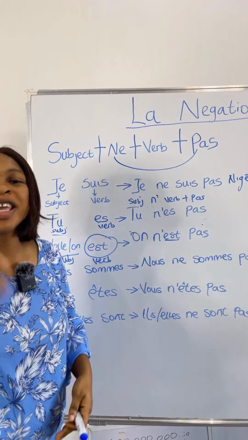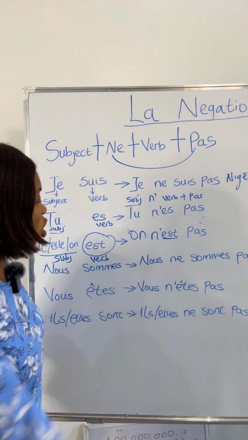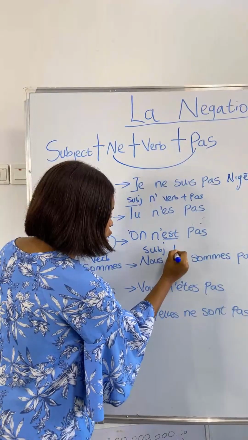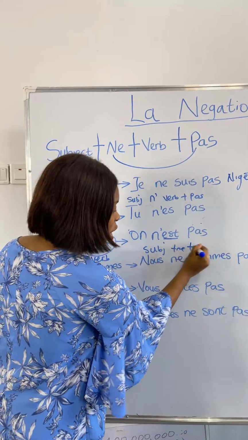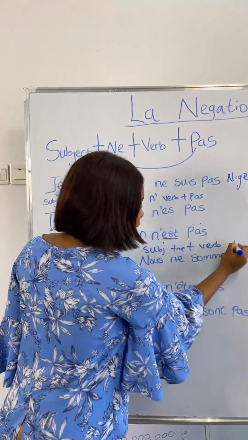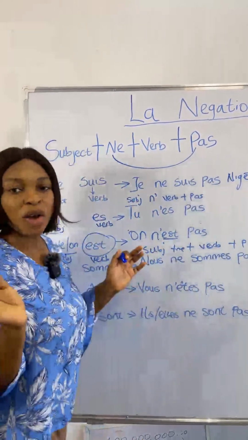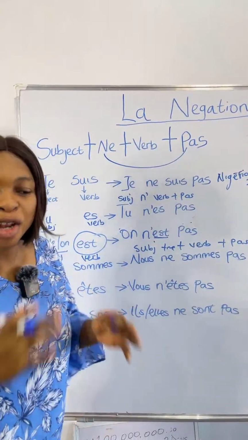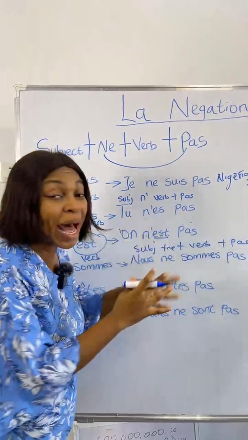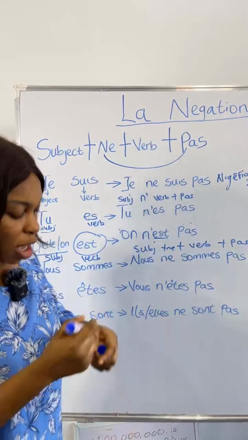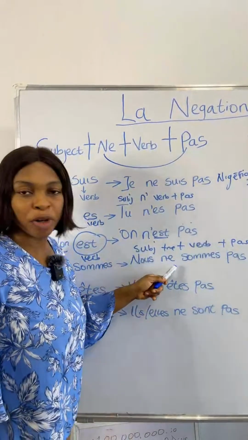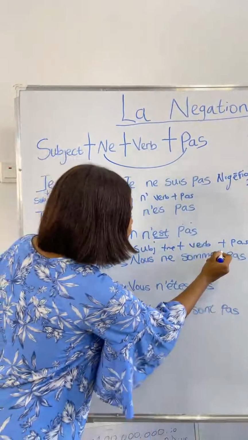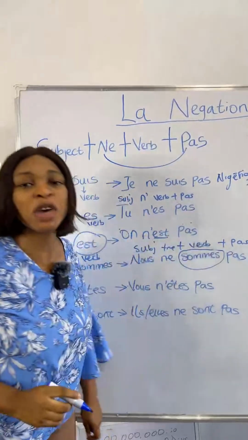So now, nous sommes is we are, right? So now we want to say we are not. How do we do that? We start with the subject, nous, and then we go to the next, ne, and then we go to the next, plus verb, and then we go to the next, plus pas. That's all. Simple. So, nous ne sommes pas. We are not. So now look at it. It's no longer an apostrophe. It's now N-E. Why? Because our verb here does not begin with a vowel.